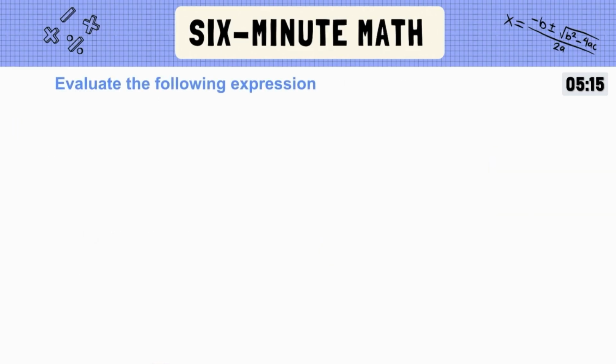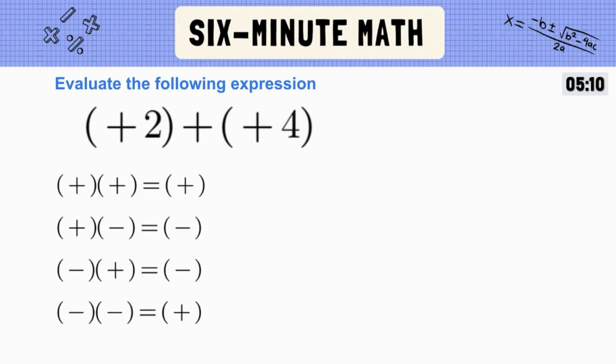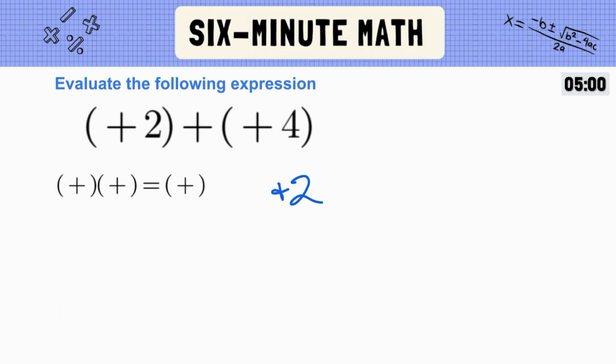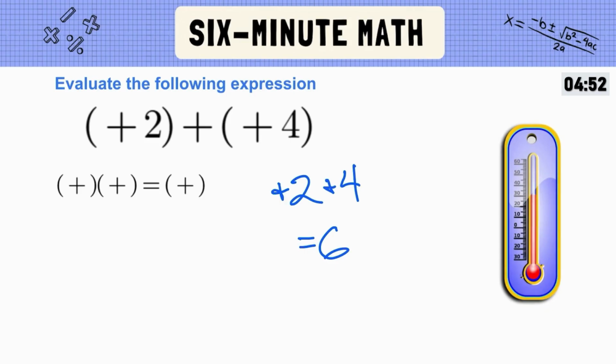We're going to evaluate positive 2 plus positive 4, and I'm going to figure out that my first number is going to remain the same, so I have positive 2, and I am adding a positive, which means I will be adding that second number. 2 plus 4 is equal to 6. And if I think about a temperature here, and it is 2 degrees outside, and the temperature goes up 4 degrees, my new temperature would then be 6 degrees, which is equal to our answer.